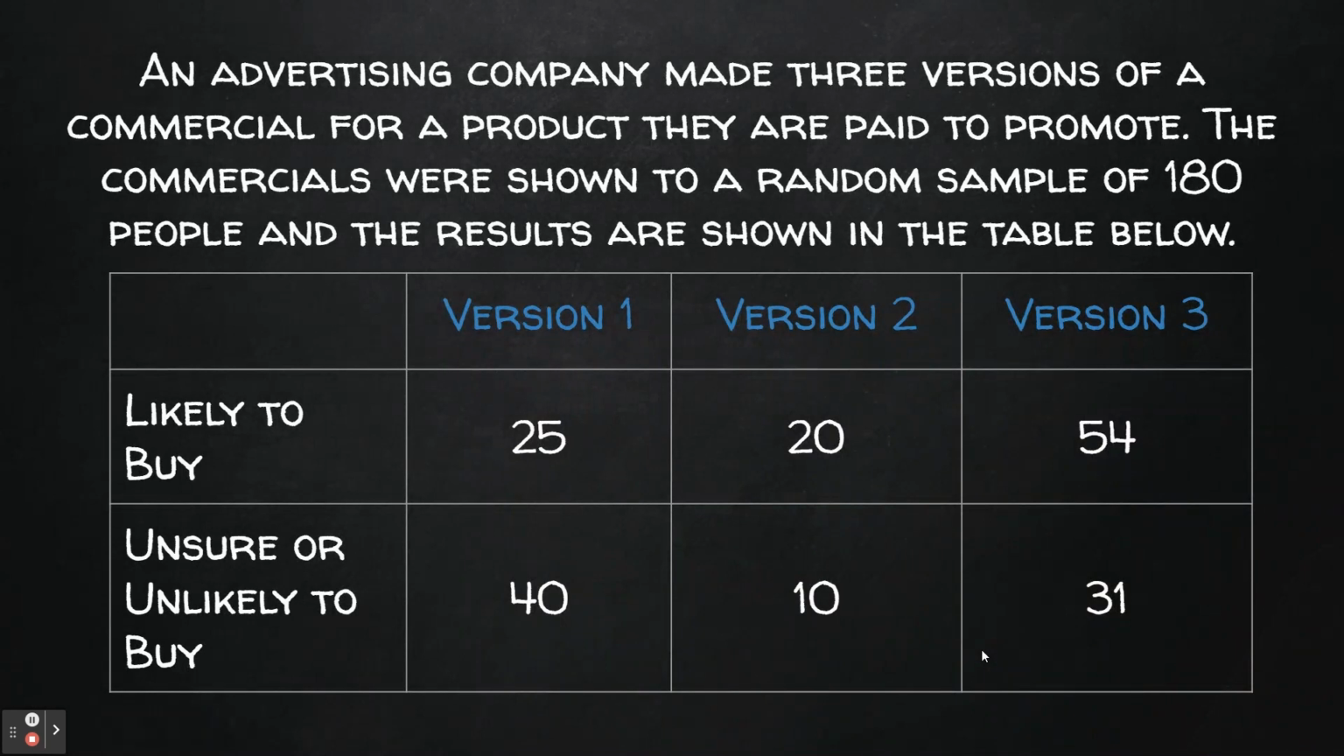Let's take a look at a second example. An advertising company made 3 versions of a commercial for a product they are paid to promote. The commercials were shown to a random sample of 180 people, and the results are shown in the table below. You can see here across the columns, we have version 1, version 2, and version 3 of the commercial, and likely to buy, or unsure, or unlikely to buy are the 2 rows.